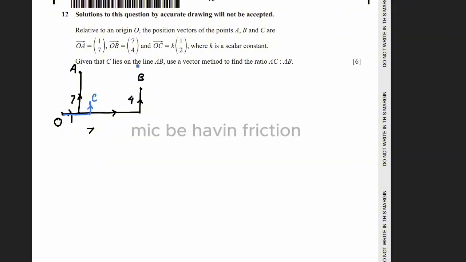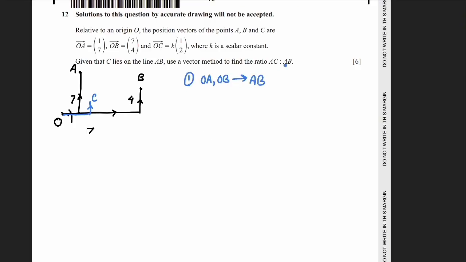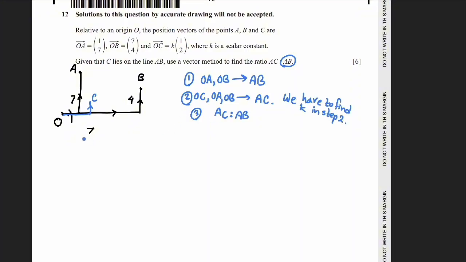Okay, so what is going to be our step 1? We have OA, we have OB, we are going to find AB because we need this over here. Then we have OC, OA, and OB. This is going to be step 2. Then we will find AC, and then we will find the ratio of A and B. But at first, we have to find k over here. Alright, so let's get right into it.